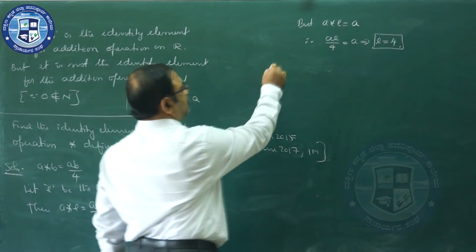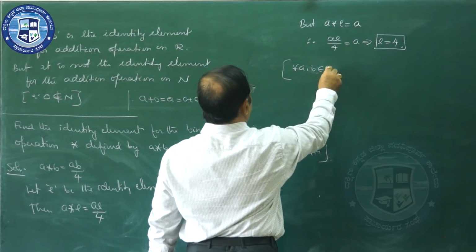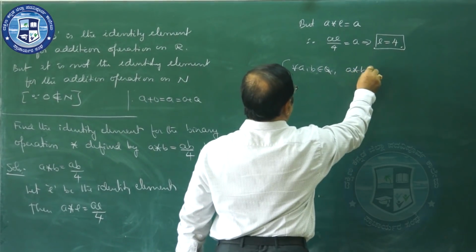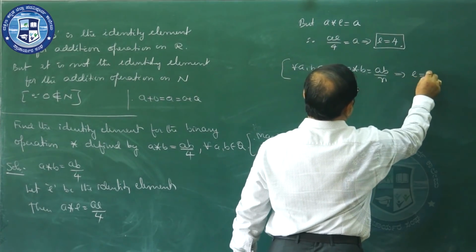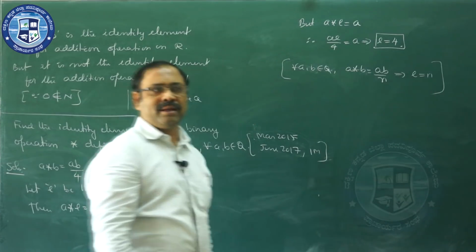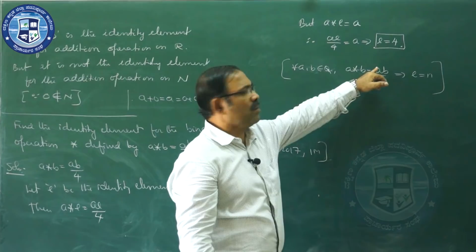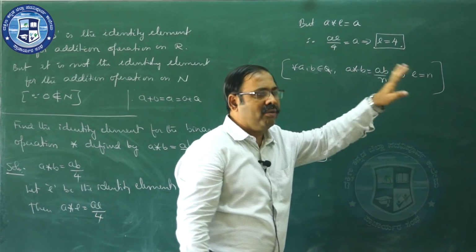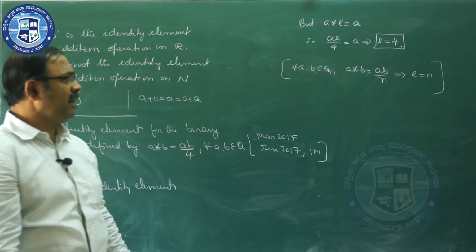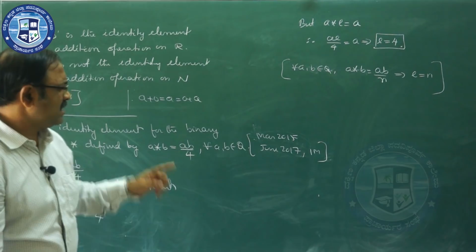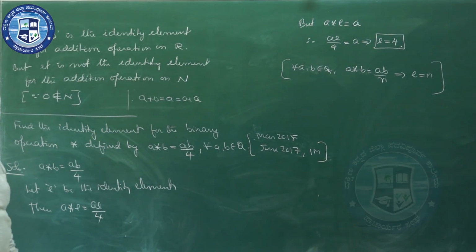In general, say for all A, B belonging to Q, A star B equal to AB by N implies E is equal to N. Remember, in this case, in general, if A star B equals AB by N, then always E is equal to N. Okay, the identity element is given by N. So, since they have asked the question, it is better to go through this identity property also.